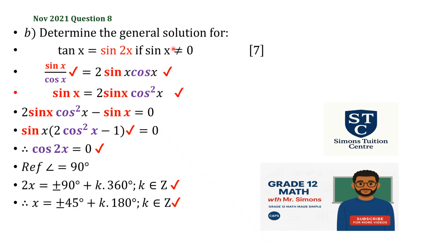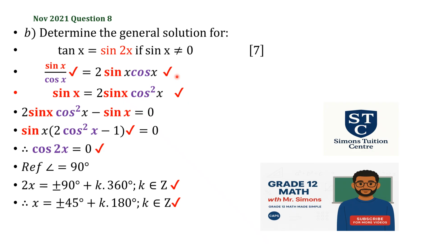Right, but they said where sine x is not equal to 0, so we're not worried about sine x equal to 0. So 2 cos squared x minus 1 can be written as cos 2x. It becomes a double angle. So therefore cos 2x equals 0. Shift cos of 0 gives me a reference angle of 90 degrees, so I can say 2x equals plus or minus 90 degrees plus k times 360 in quadrant 1, k an element of integers. If I divide by 2, 90 divided by 2 gives me 45, and 360 divided by 2 gives me 180.